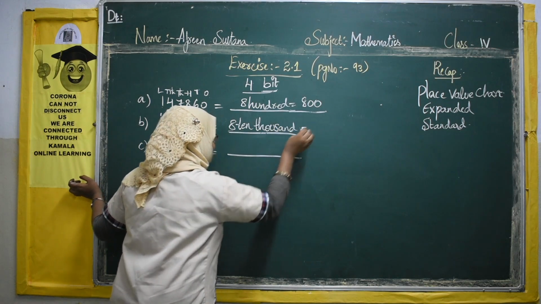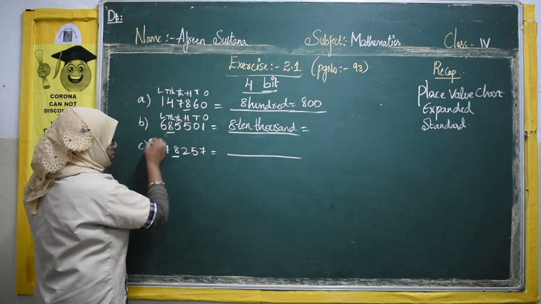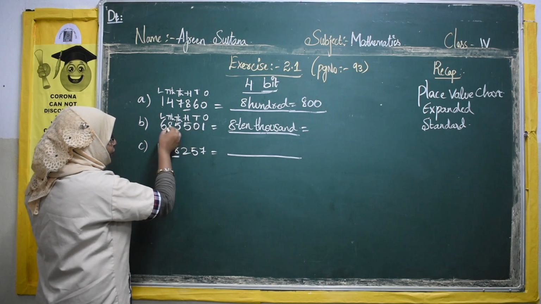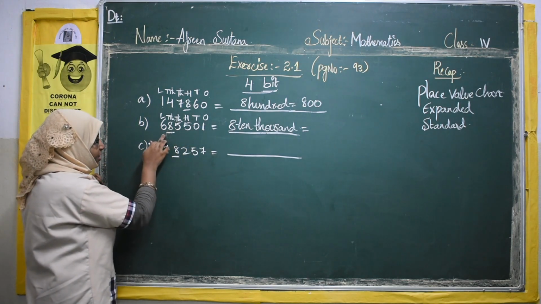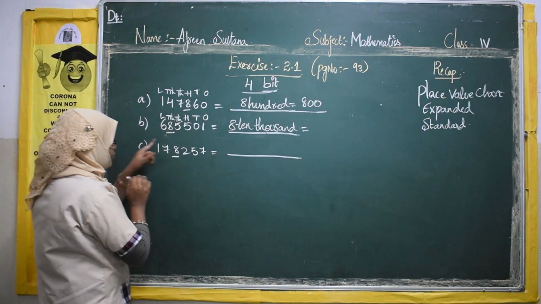Or you can also write it as, see how many digits you are getting. 1, 2, 3, 4, 5th. This is a 5 digit number, which means 8 is in the 5th digit place, right? So how will you write?